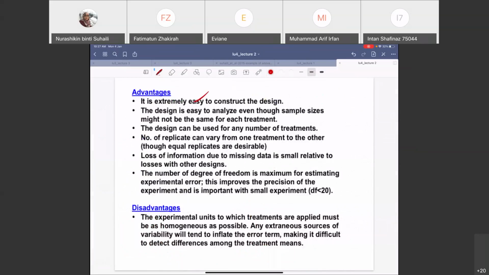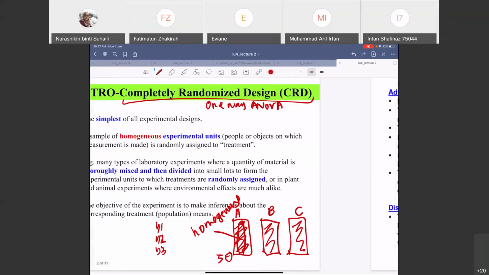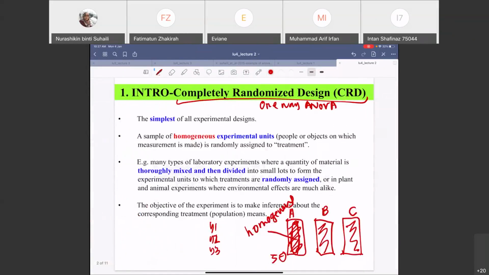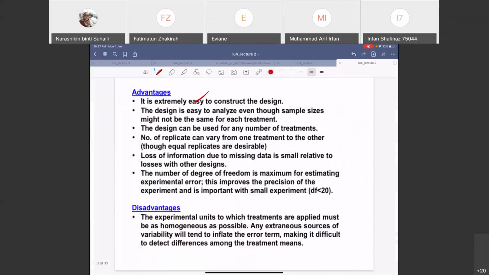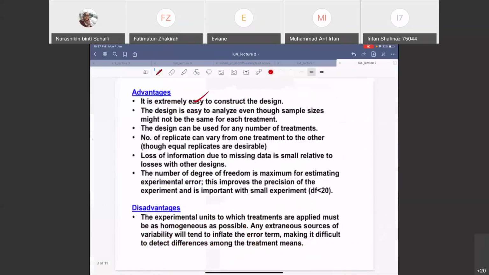The design is easy to analyze even though sample sizes might not be the same for each treatment. Easy to analyze because you're just taking everything all together. You're not analyzing based on groups. That is meant by easy to analyze. It can be used for any number of treatments. So if you have more than even 3, 4, and 5, if you randomize within it, this kind of design is applicable.